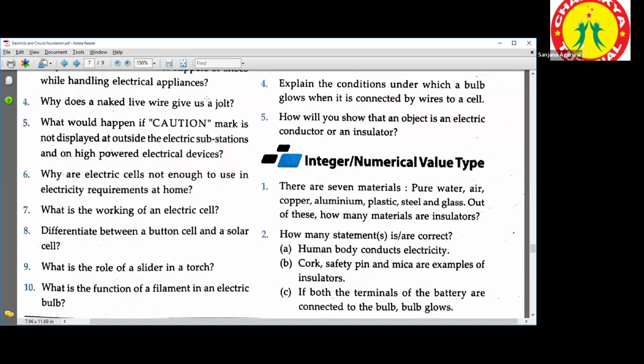Okay, integer and numerical value type questions, these two, first and second, these two.